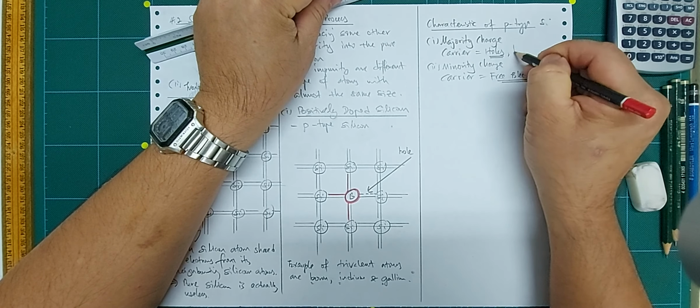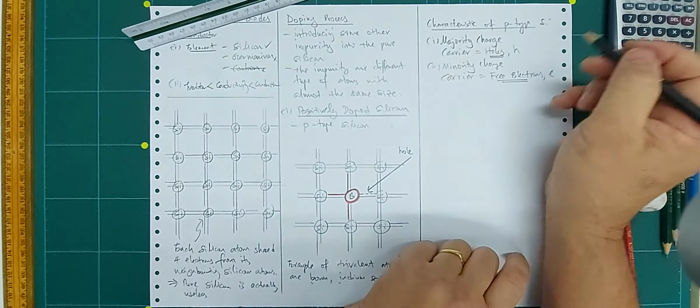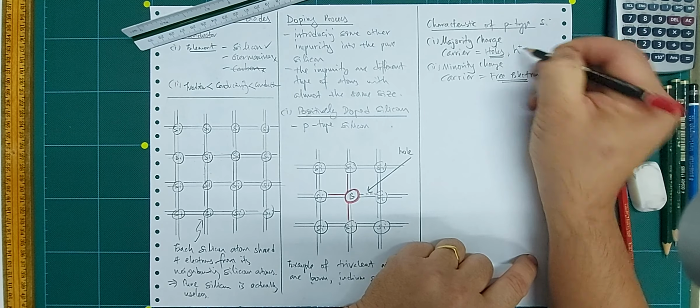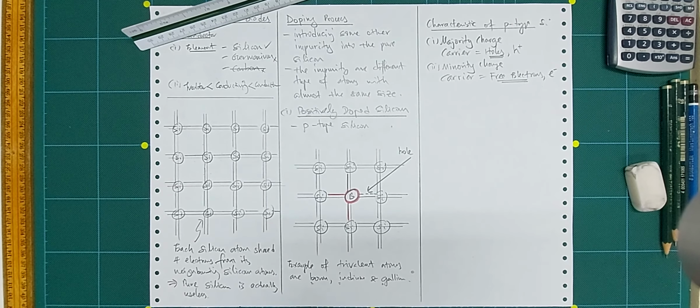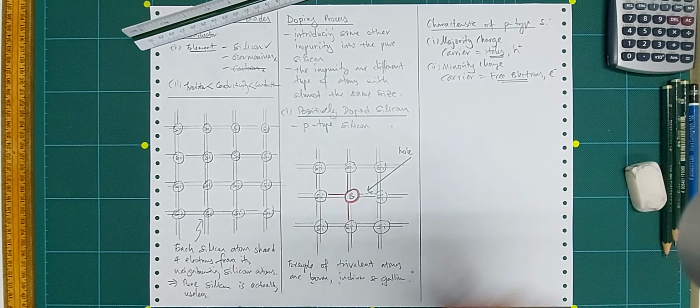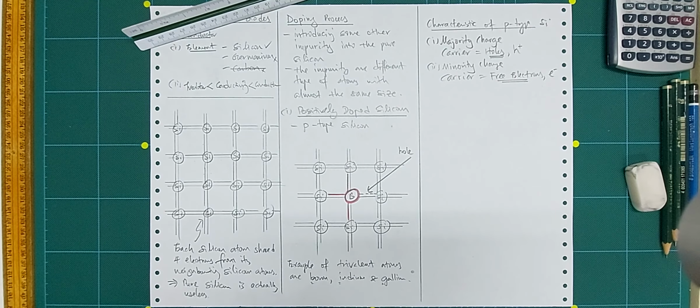The hole normally you can use a symbol H, and the free electron we can use a symbol E. Sometimes to be more specific, we can put H positive and E negative to represent the difference between the charges. Alright, so that is a characteristic of the p-type silicon. Other types of semiconductor are also producing p-type like that, doing the same thing. We call it the doping process. So that is what we call the doping for the positive type.